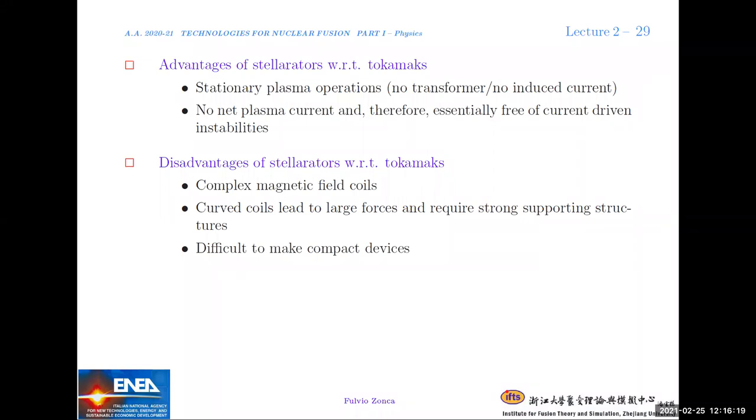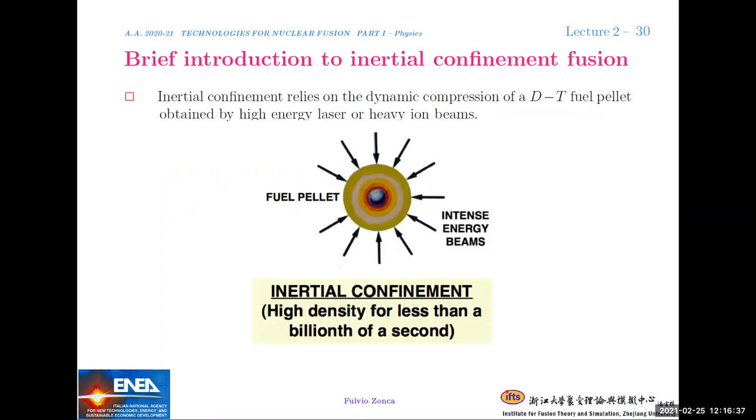So this is what is on the table at the present time. And in fact, this is the reason why ITER is a tokamak, and the reason why DTT is a tokamak. However, no one to the present moment can say that stellarators will not be the final option for the fusion reactor. We don't know, basically. So this is the conclusion of the magnetic fusion part.